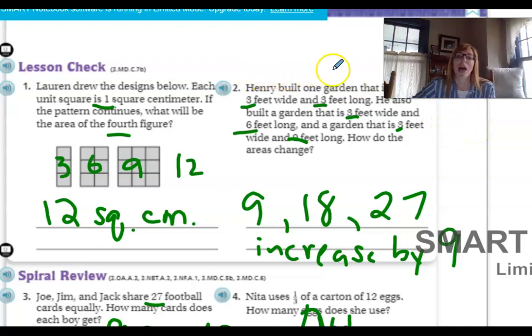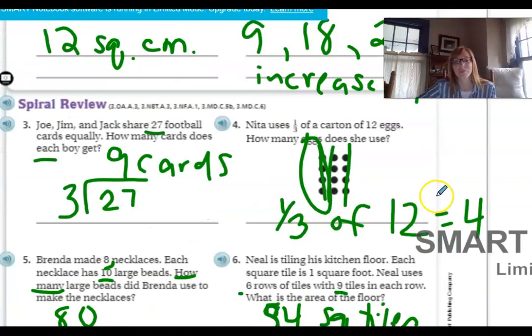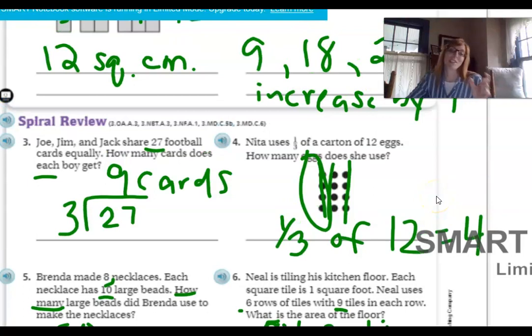All right, so Henry built one garden. One was 3 feet by 3 feet, which was 9. Then he also built one that was 3 feet by 6 feet, which was 18. And he built a third one, which was 3 feet by 9 feet, which was 27. All of the widths were 3, but you could see they went up by 3, 6, 9. And so we know that when you go up, you're actually skip counting. The increase was by 9, which was a multiplication. You could just multiply each one, which was cool.